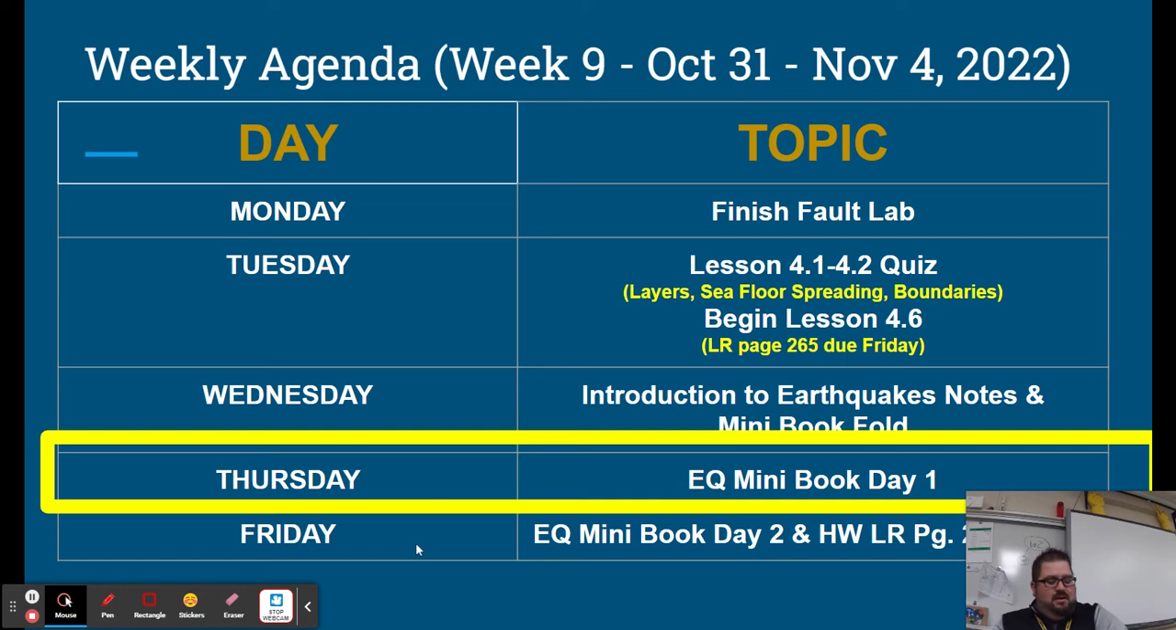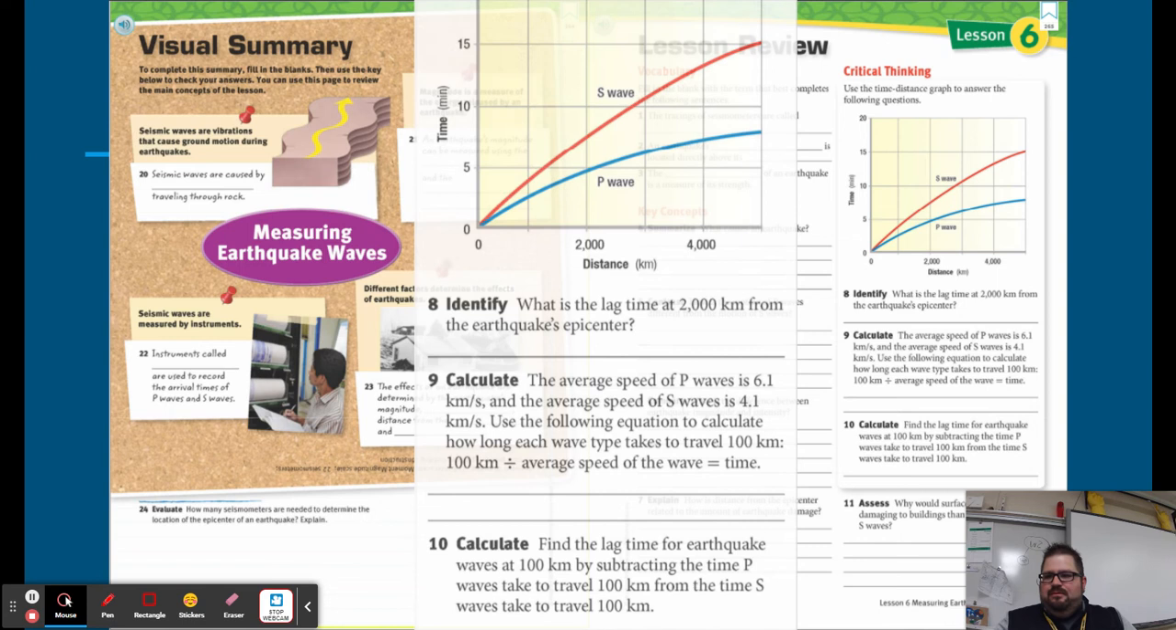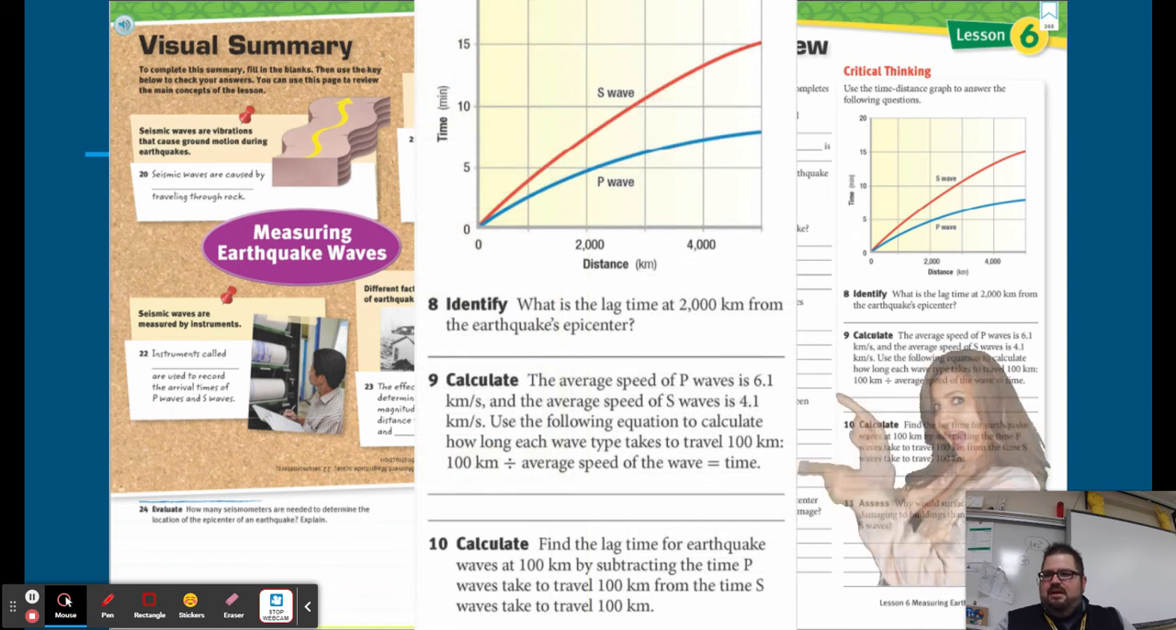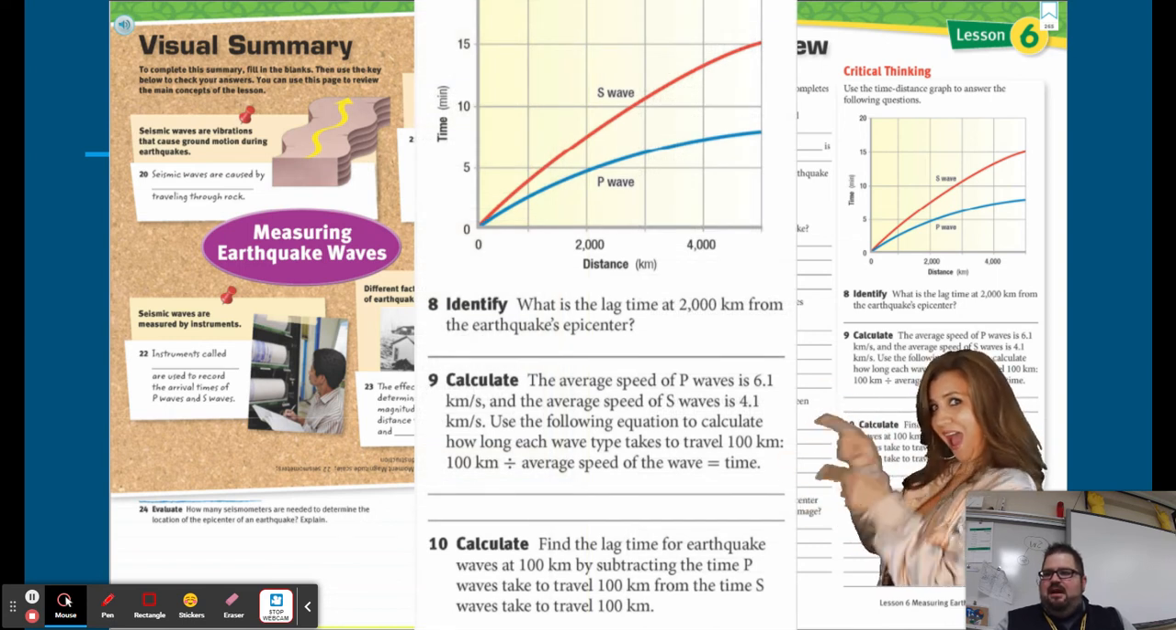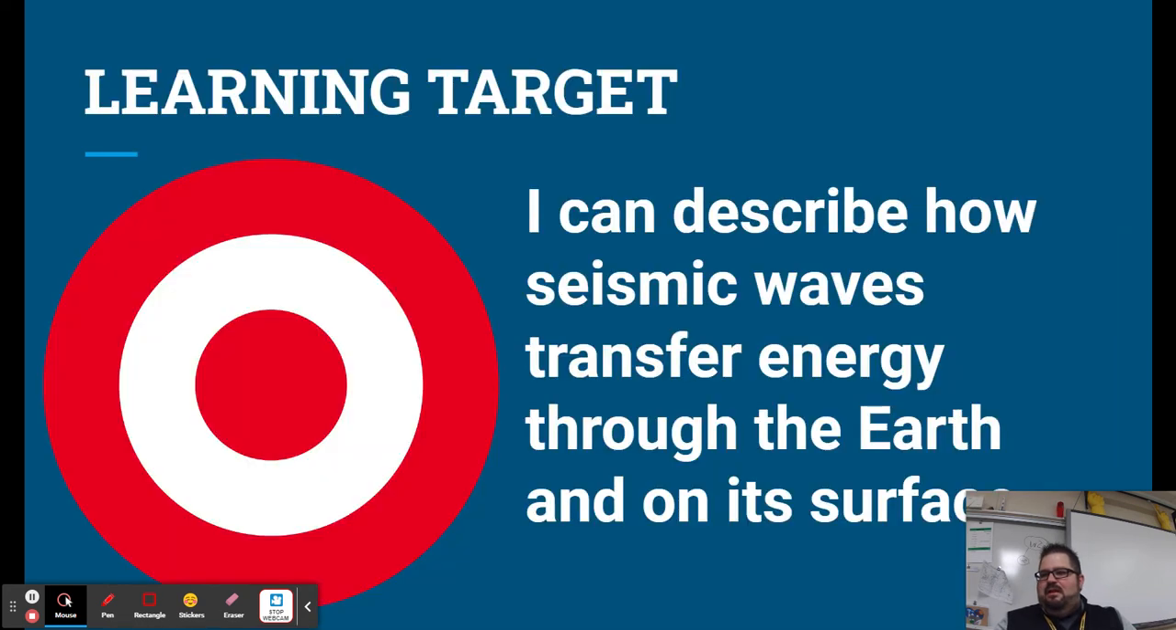We're going to work on our earthquake mini book. We did not get to the folding yesterday, which is totally fine. So we'll get to the folding today, and then we'll work on the mini book. Just a quick reminder on the lesson review, especially taking a look at these 8, 9, and 10 questions. We'll talk about those a little bit in class.